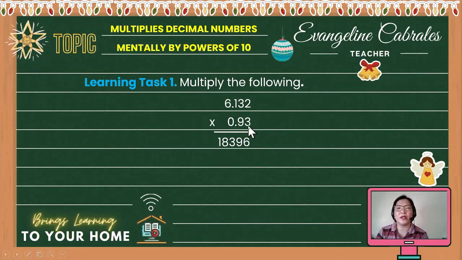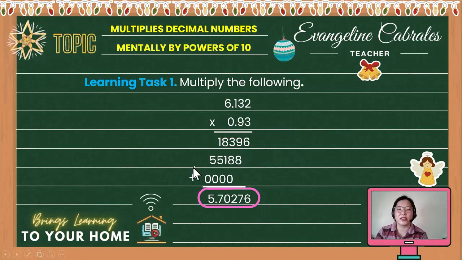So, when you multiply 3 by 6132, this is the answer. When you multiply 9 by 2, this will be the answer. And when you multiply 0 by 6132, of course, it is all 0. Arrange them in the proper position based on the place value of the multiplier. And of course, add the partial products. So, the answer is this.